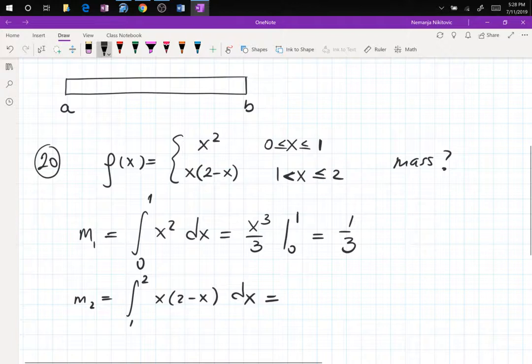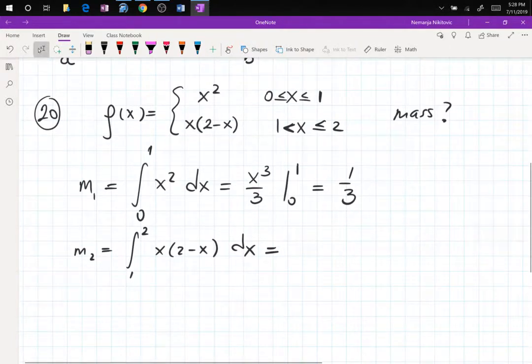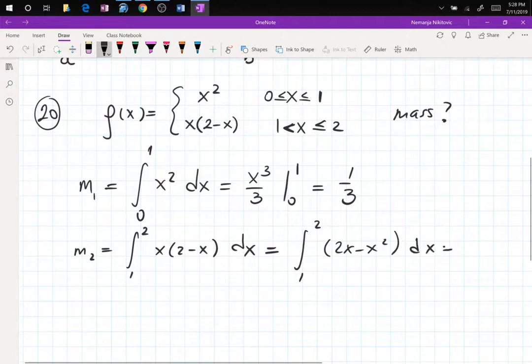So how do we integrate this one? Distribute the x. Excellent. We distribute the x, we get 2x minus x squared. And now we just use the plus 1 equation, right? So it's going to be 2 times x squared over 2, and then the 2's will cancel. And you'll have minus x cubed over 3, and this is computed from 1 to 2.